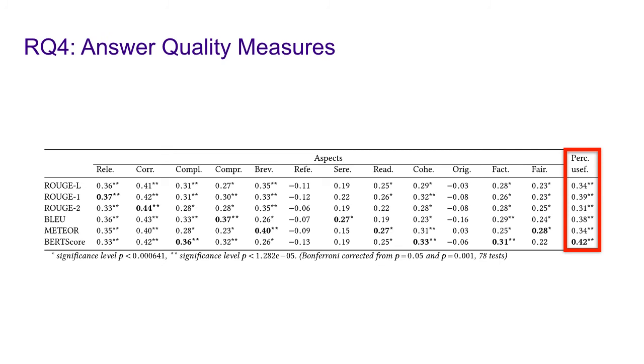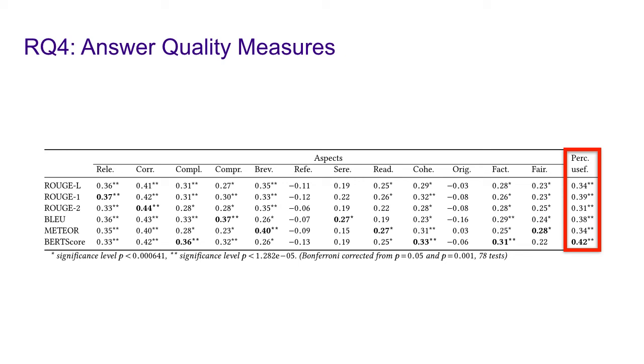Our final result is about the performance of various answer quality measures in capturing the aspects in our taxonomy and the perceived answer utility. The first column in the table shows the measures we considered. These are three versions of the Rouge measure, BLEU, METEOR, and BERTScore. According to the last column of the table, the recently proposed BERTScore measure slightly outperforms more traditional measures. None of the measures have strong correlation with our aspects.